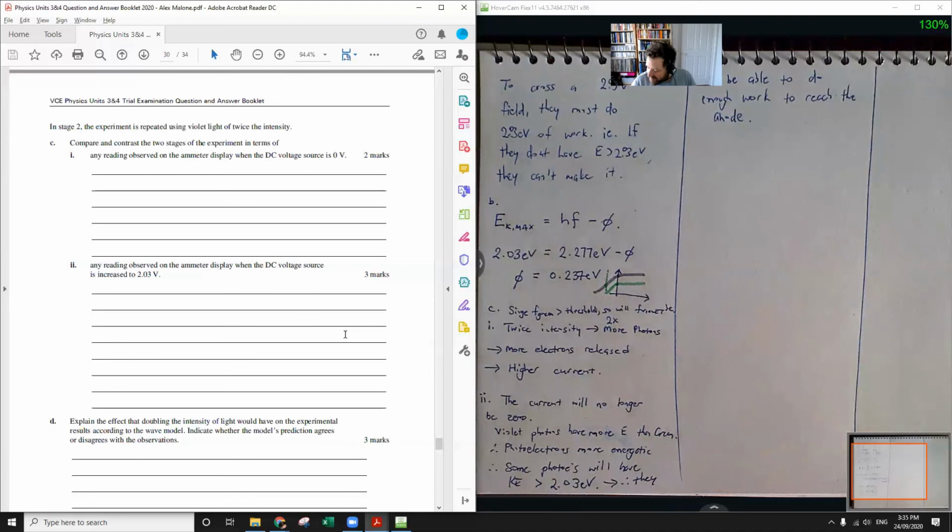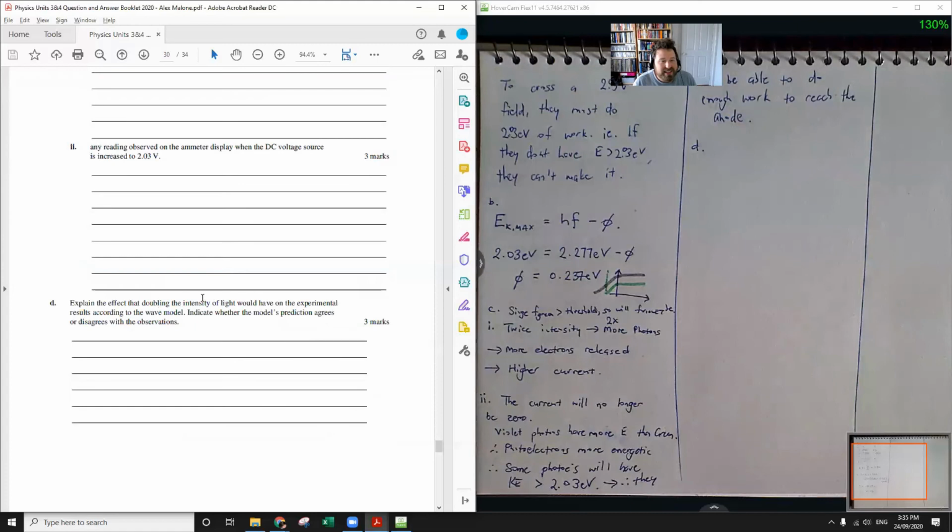Okay, all right, part D. Explain the effect that doubling the intensity of light would have on the experimental results according to the wave model. Indicate whether the model's prediction agrees or disagrees. This is a pretty simple version of this type of question. Every exam you do, just about, will ask some version of this question. So it'll say, here's something that the wave model predicts, or here's something that the particle model predicts. Is it right? Is it wrong? Or it might ask you to list the things that it gets right and wrong. There's a million permutations of this question, but they all just come down to how well conceptually you understand what the photoelectric effect is telling us.